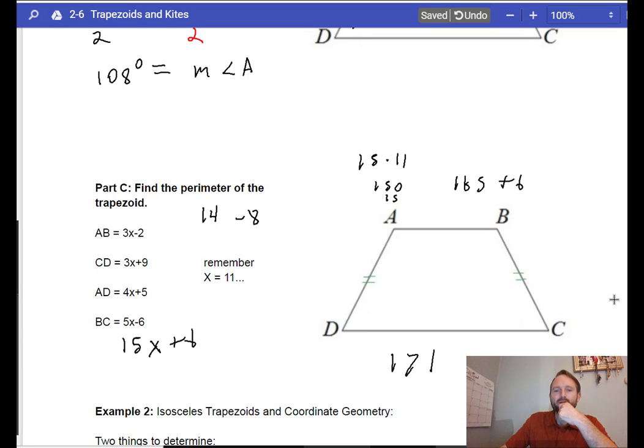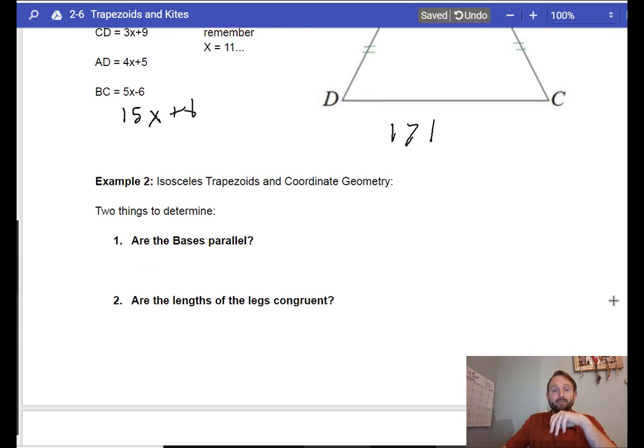So isosceles trapezoids in the coordinate geometry. So here's the thing. Are the bases parallel? If they're not, then it's not a trapezoid. And finally, are the lengths congruent? If they are, using the distance formula or the slope formula, then we can determine, well, we should probably use the distance formula. Then we can figure out that this is an isosceles trapezoid. All right, let's go on.